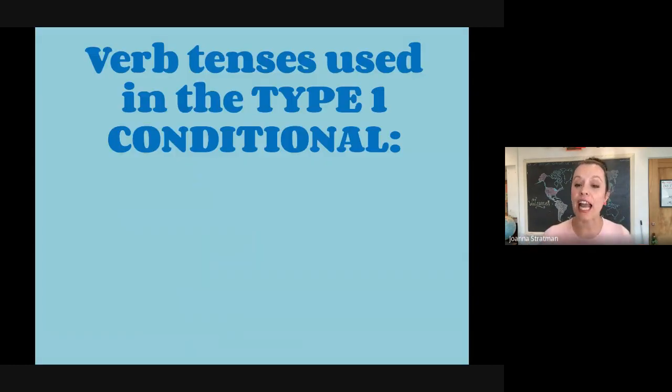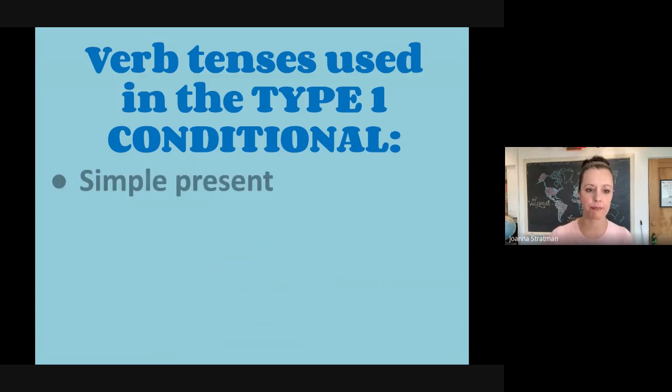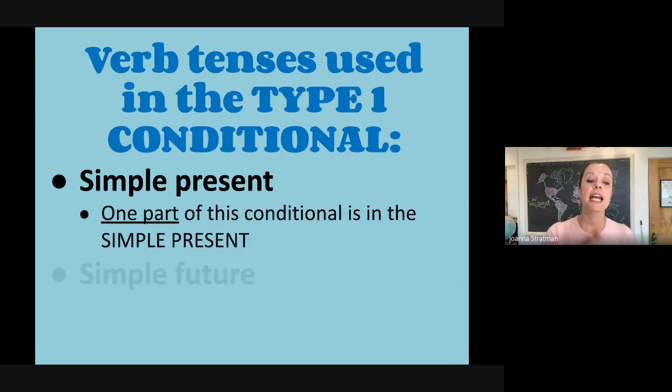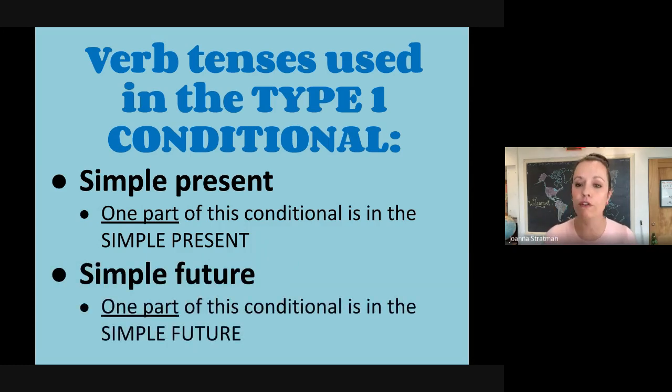First, let's look at the verb tenses used in the type 1 conditional. The first part of the sentence will always be in the simple present. The next part of this sentence will be in the simple future. That means that often we will use will with this conditional.